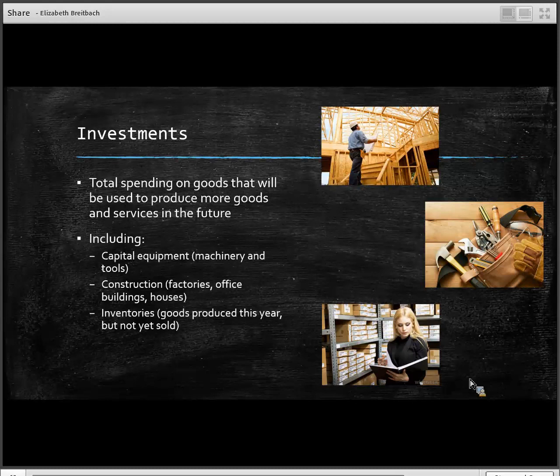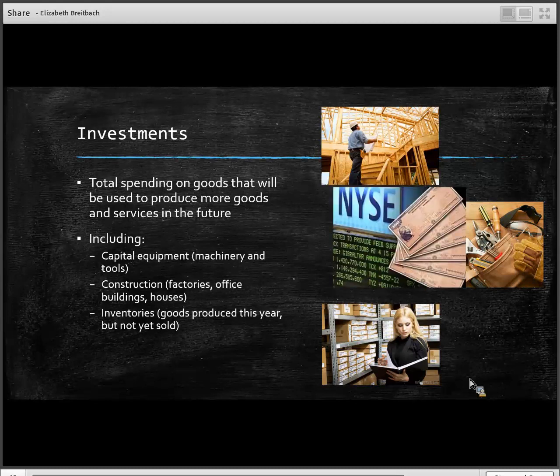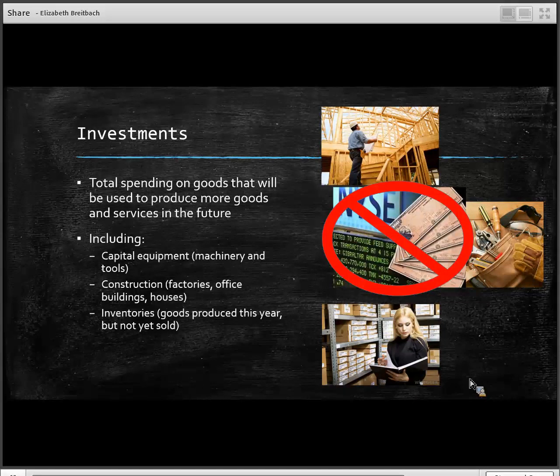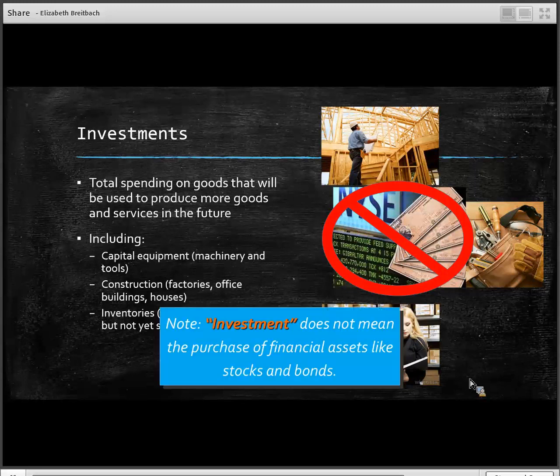What's not included in GDP? Stocks and bonds are not included in GDP. Remember, those are financial transactions. I'm going to purchase ownership of a company, and that company is then going to use those funds to purchase more goods and services or more pieces of equipment, and so it's not included in GDP until that business purchases a piece of equipment or whatever they do with those funds. Okay, and again, investment does not include financial assets like stocks and bonds.